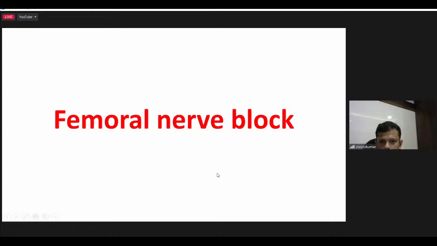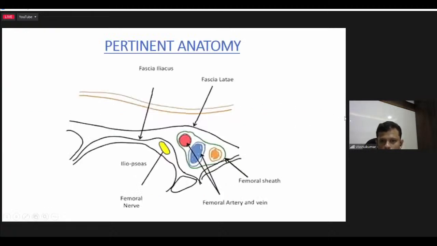So the first thing is femoral nerve block, and here we have the pertinent anatomy. This is the cross section of the femoral nerve of the right thigh below the inguinal crease, or at the level of the inguinal crease. Here, this is the skin and subcutaneous tissue, and the yellow colored structure is the femoral nerve, and this femoral nerve is present over a big muscle called the iliopsoas muscle.